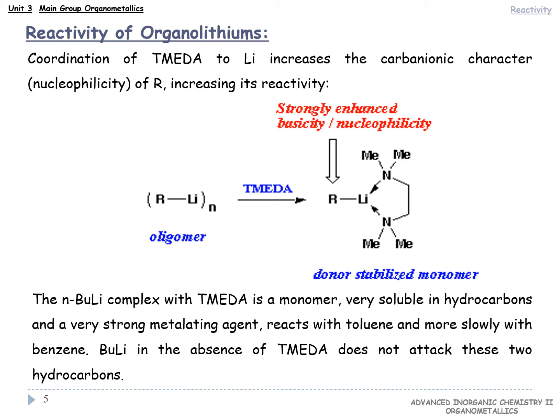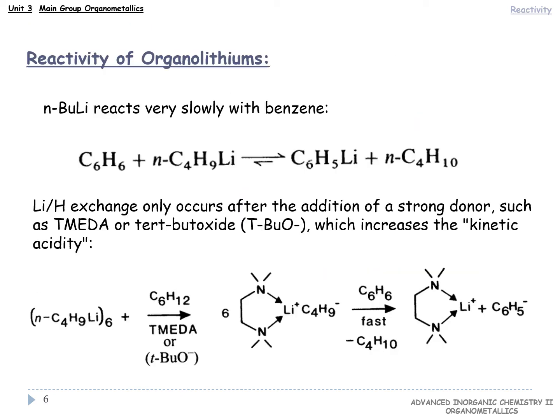Butyl lithium, in the absence of TMEDA, does not attack these two hydrocarbons. The reaction of butyl lithium with benzene takes place very slowly, and it is necessary to add a strong donor such as TMEDA or tert-butoxide for the lithium-hydrogen exchange to occur.